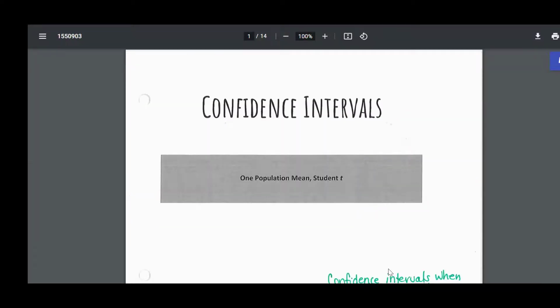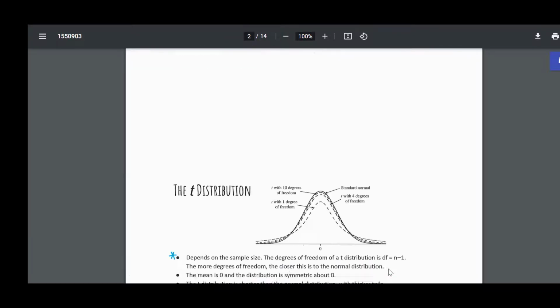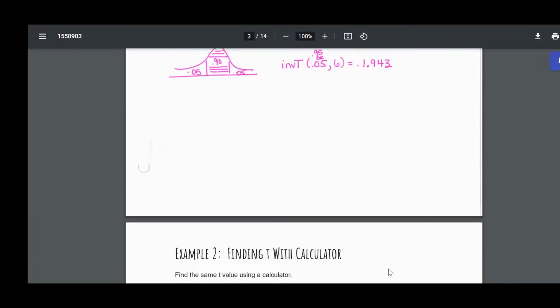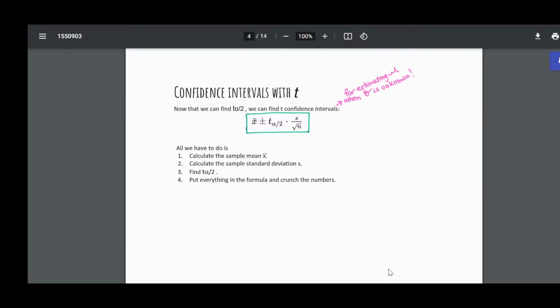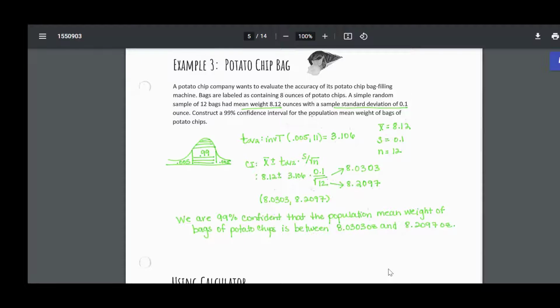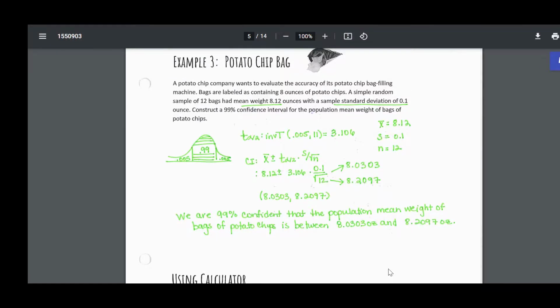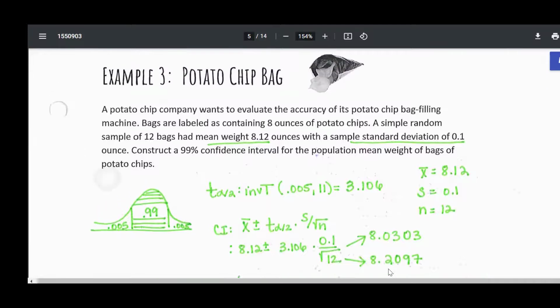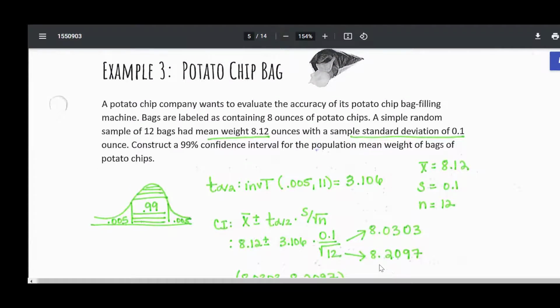Now, going over to the T distribution confidence intervals, where basically the population standard deviation is not given, the sample standard deviation is given instead. Let's look at a couple of examples here. So, potato chip bag. The potato chip company wants to evaluate the accuracy of its potato chip bag filling machine. Bags are labeled as containing 8 ounces of potato chips. A simple random sample of 12 bags has a mean weight of 8.12 ounces with a sample standard deviation of 0.1. Construct a 99% confidence interval for the population mean weight of the potato chip bags.